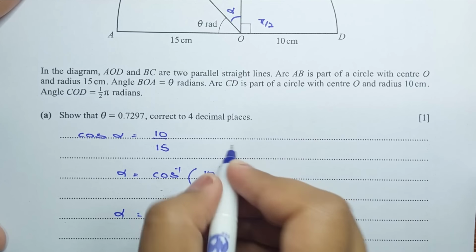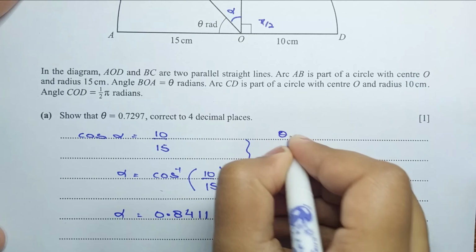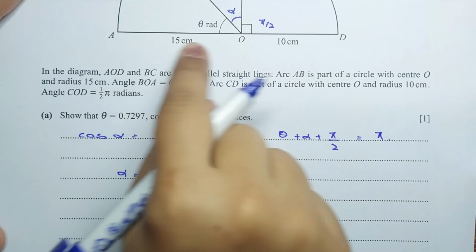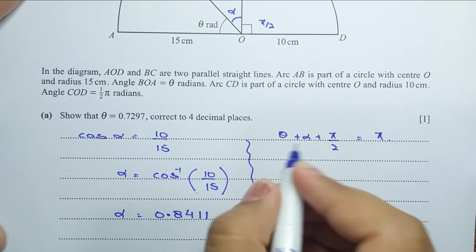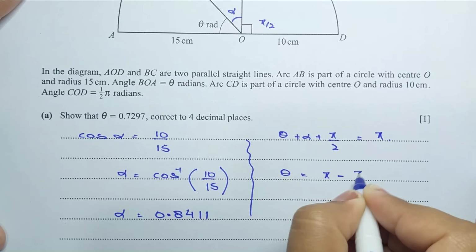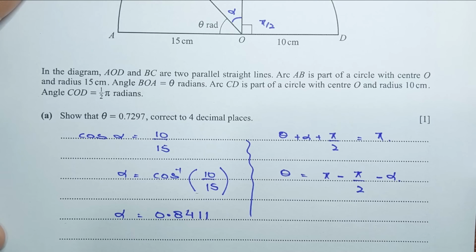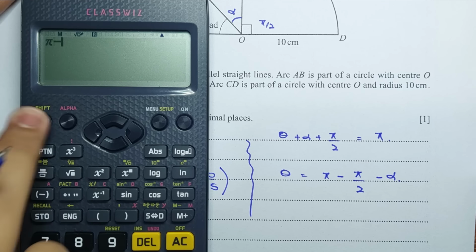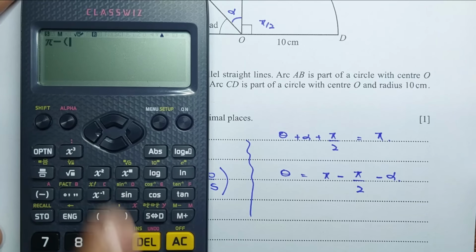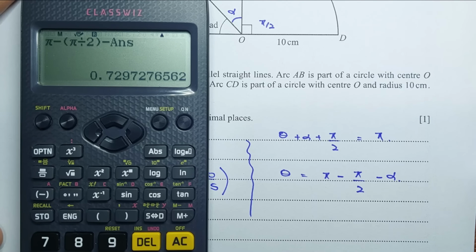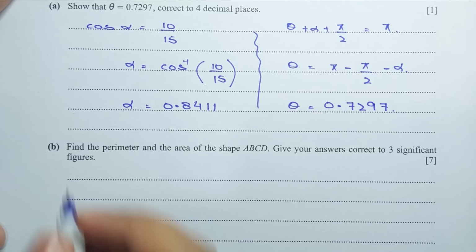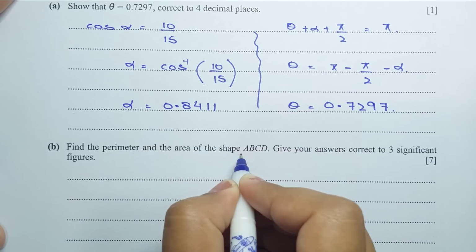Okay, now we have alpha, so we have theta plus alpha plus pi by 2 radians. This whole angle is equal to pi, since the angle on a straight line is 180 degrees, and 180 is basically pi. Let me solve for theta. Theta is pi, take away pi by 2 and take away alpha. All right. So you have pi minus pi by 2 minus the answer, 0.7297 up to 4 decimal places. That is the value of theta. It is proved.